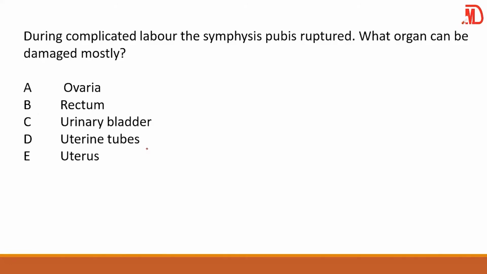All right. During complicated labor, the symphysis pubis was ruptured. What organ can be damaged? Mostly, you ask yourself, if you put your hand on the middle part of your lower abdomen, what can you normally palpate over there? Of course, you are thinking of your urinary bladder. And the ladies, of course, know this one very well. Though you're not pregnant, you know it. So your bladder, the pubic symphysis.